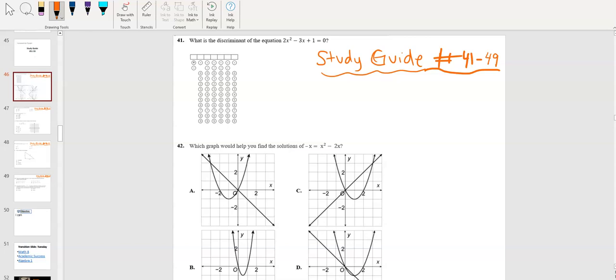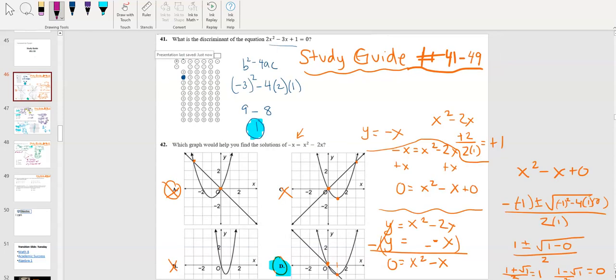And we're back again looking at our study guide for our final for our Algebra 1 Semester 2. We're going to look at questions 41 through 49. Let's go. All right, so on our first question here, we're looking at what the discriminant of the equation is.